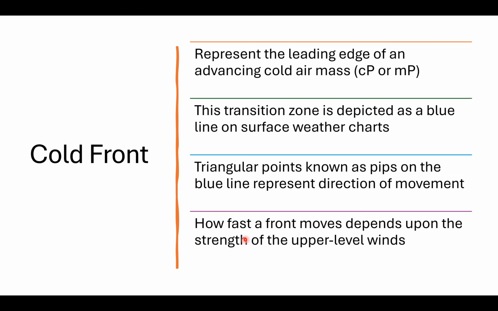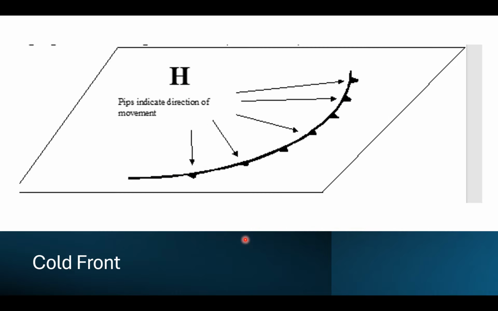And I'll show you some examples of a fast moving versus a slow moving cold front. All right, so in general, this is a cold front. This would normally be a blue line. I apologize, it's in darker black color here, but it's a solid blue line on the weather map. And these triangles on the line indicate the direction in which this front is moving. You see how these triangles, also known as pips, are pointed in this direction. So that generally indicates that the front is moving to the east-southeast.